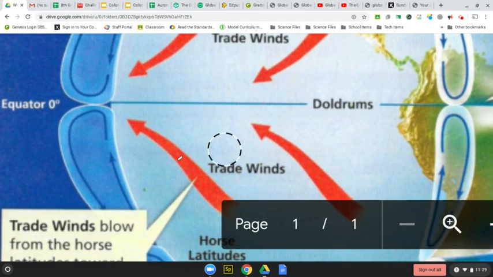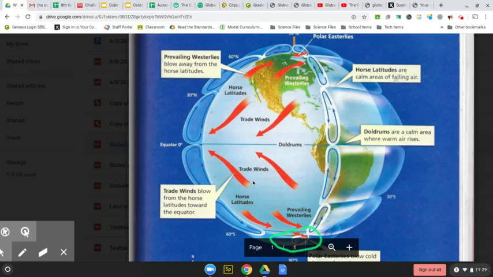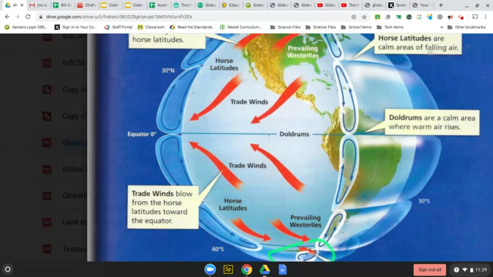So let me go down, zoom back out, get my pointer here. And I want to identify a couple more areas on the globe too. Another area right along the equator, we have the doldrums. Now, the doldrums are an area where there's really little wind. It's very calm. That's that whole equator area is a doldrum area. It's pretty calm there. I don't want to say that there's no winds, but it's very calm, very little winds.